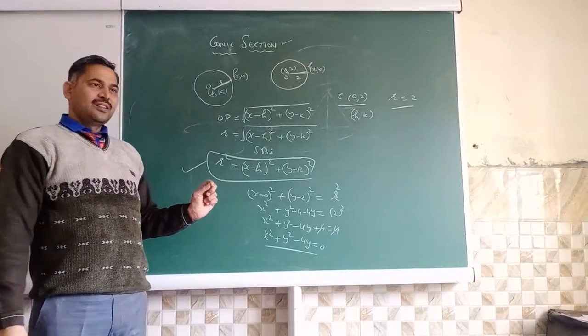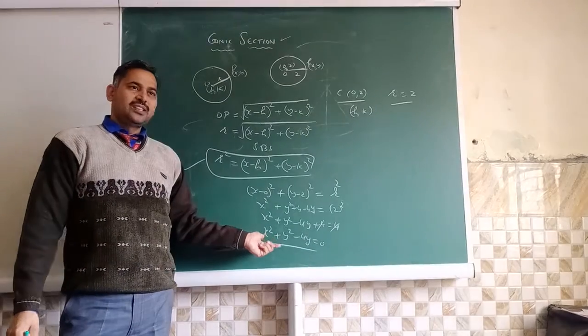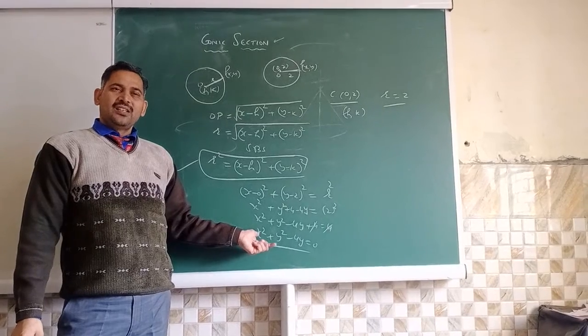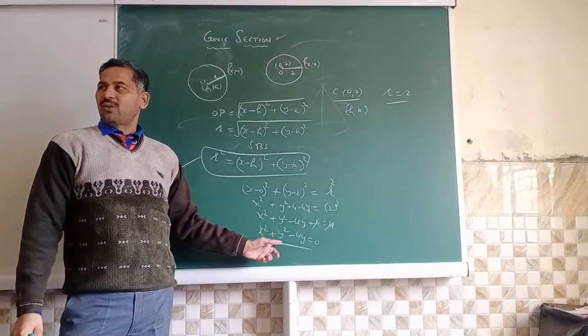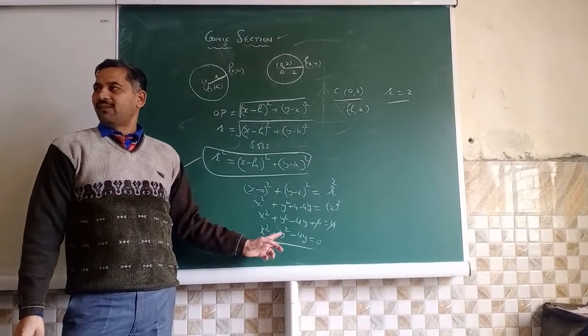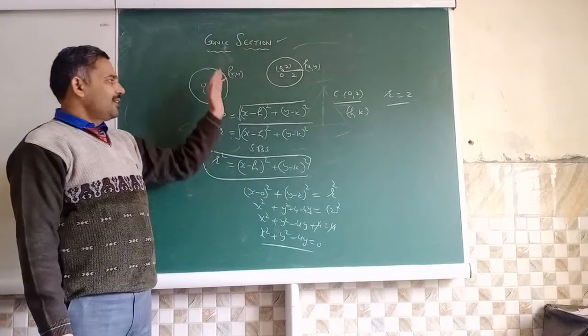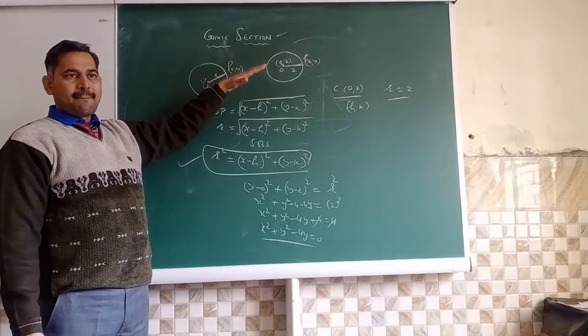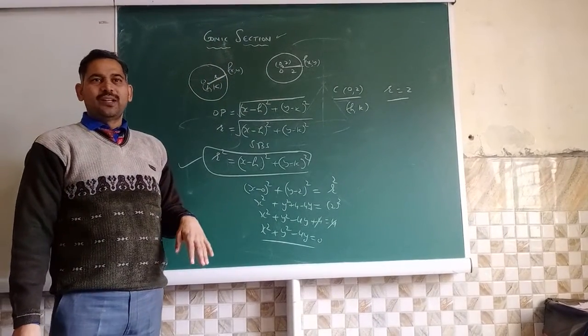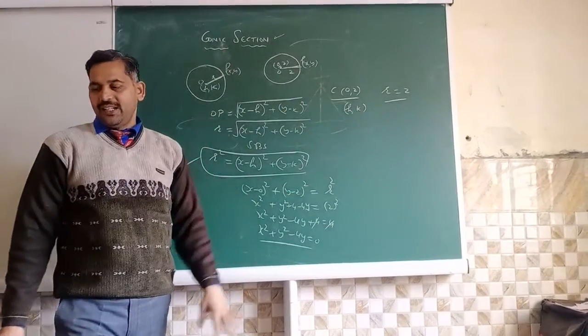And the main point: if anyone asks you which equation this is, see the coefficient of x square and the coefficient of y square are always equal, that is known as the circle equation. So I think the first concept is clear: how to make the equation when the center is given and the radius is given.